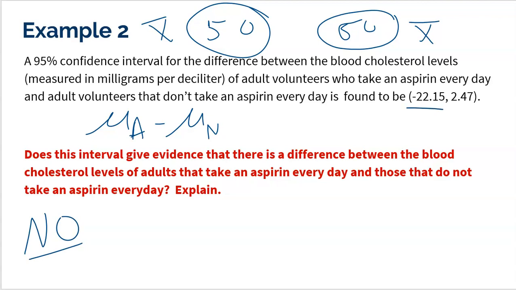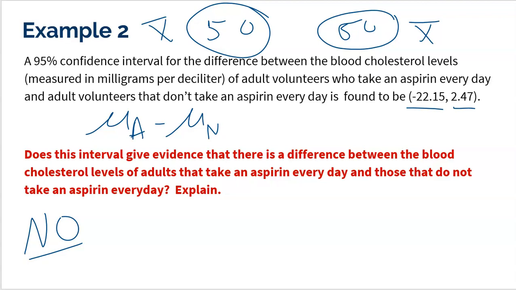The negative tells me that the non-aspirin group could have a higher blood cholesterol level, or the positive number tells me that the aspirin group could have a higher blood cholesterol. So the aspirin group could be higher or lower. The non-aspirin group could be higher or lower. And you know what other number, a very important number, is inside that interval? Zero. Zero's in that interval, which means that the answer to whether there is a difference could actually be no. There could be no difference.